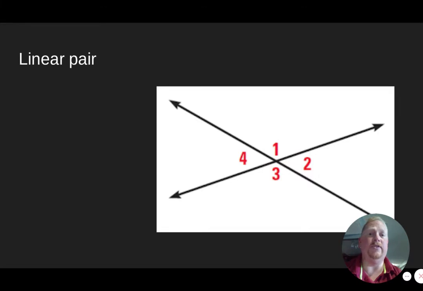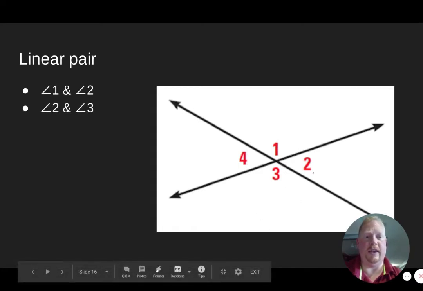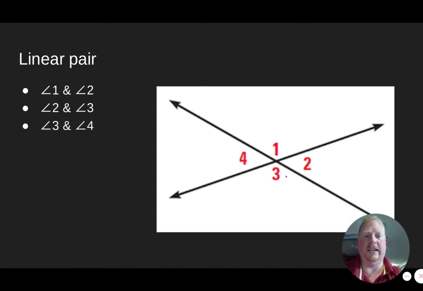In this diagram, there's several examples of linear pairs. Angles 1 and 2 are a linear pair. 2 and 3 together make up a straight line. 3 and 4 together make up a straight line. And angles 4 and 1 make up a straight line. So there's actually 4 sets of linear pairs in this one diagram.